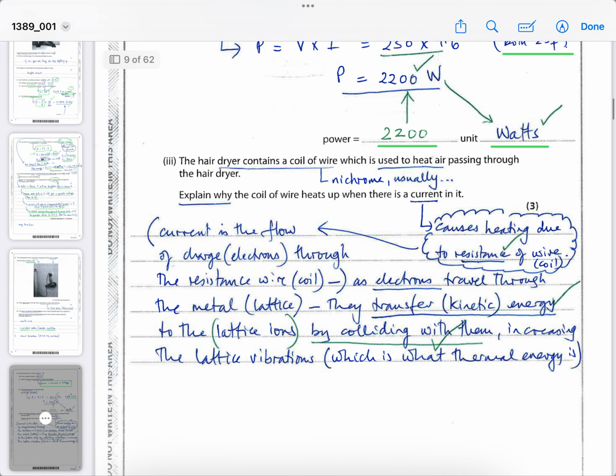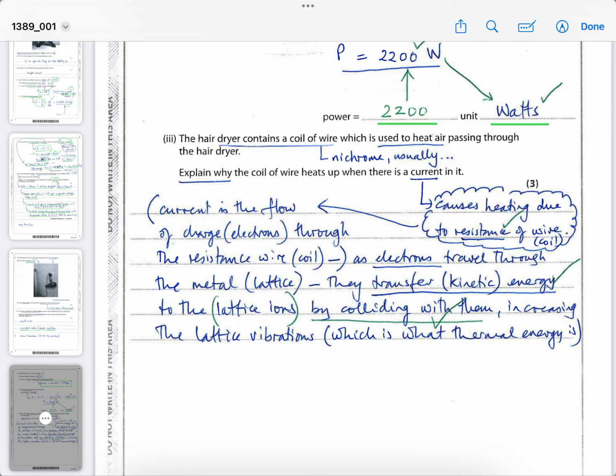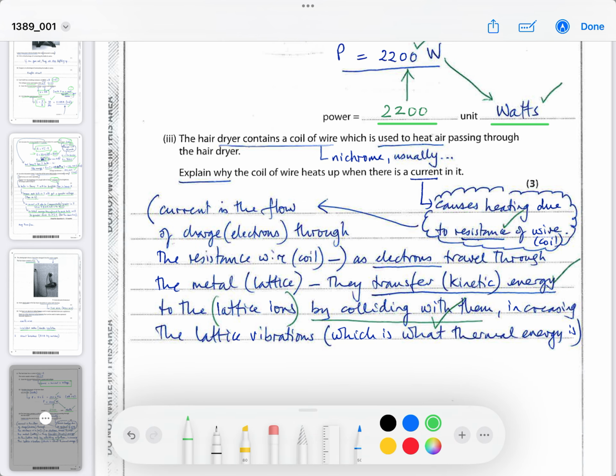And then it says the hairdryer contains a coil of wire which is used to heat air passing through the hairdryer. Explain why the coil of wire heats up when there is current in it. Okay? Now, as you know, current causes heating due to the resistance of the wire, and the actual type of wire that they use in things where they want to produce heat is nichrome, because nichrome produces quite a lot of heat, and it's the same wire that you've got in your toaster when you make your toast at home. It also uses nichrome wire. Explain why the coil heats up when there's current in it.